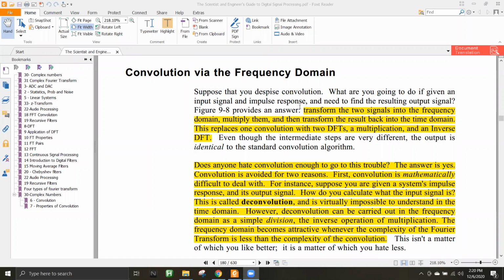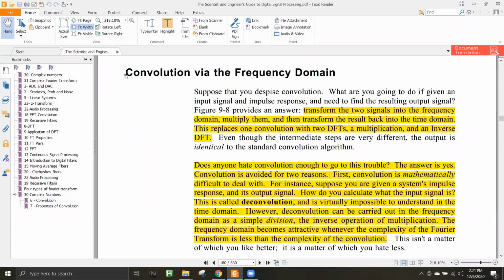Okay, so for this lecture, we'll be starting from where we finished in the last class. That is, we were near the end of chapter 9, application of DFT, and this was the last topic that was remaining, convolution via the frequency domain. So for today's lecture, we'll be covering this, and then the first few topics of chapter 10, that is Fourier transform properties. So let us start.